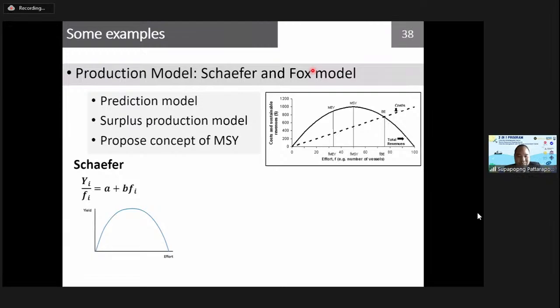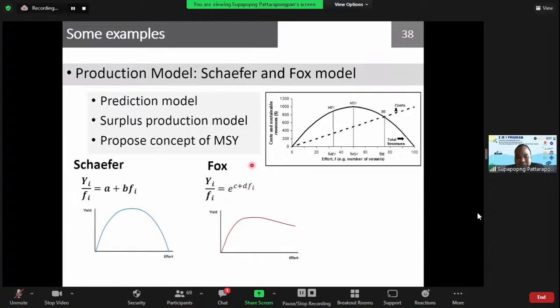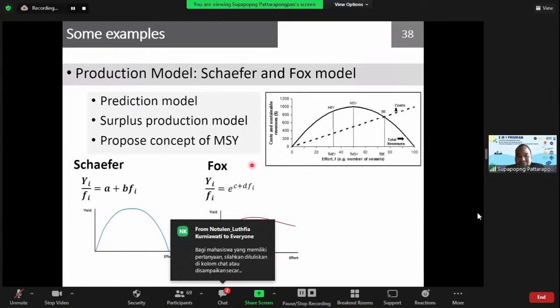Okay, at first we have the Shaffer equation here, where this is the yield and this is the fishing effort. They define that the relationship between yield per effort and fishing effort is linear. For the Fox model, it's slightly different, since the yield per effort has an exponential relationship with the fishing effort itself.